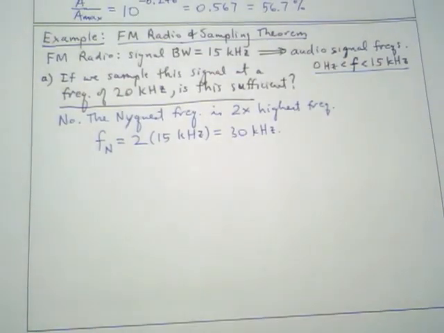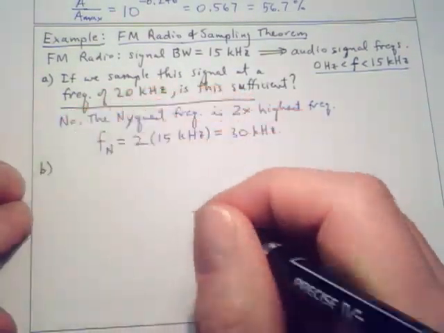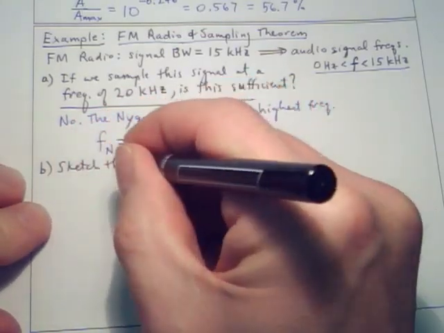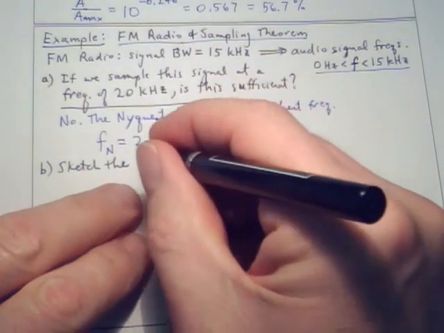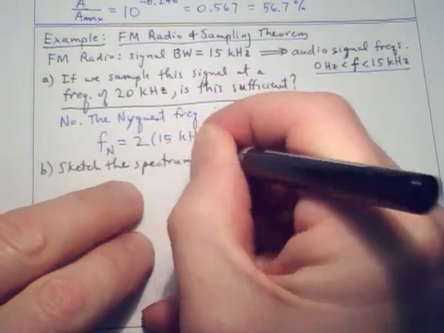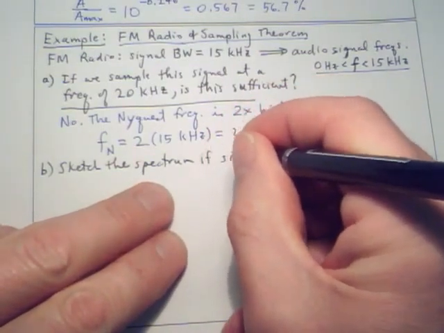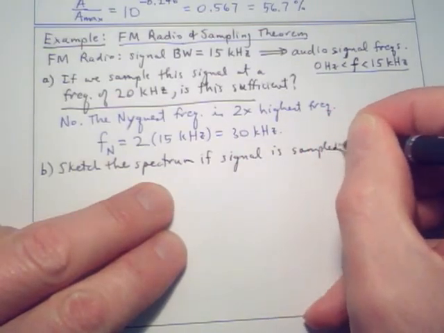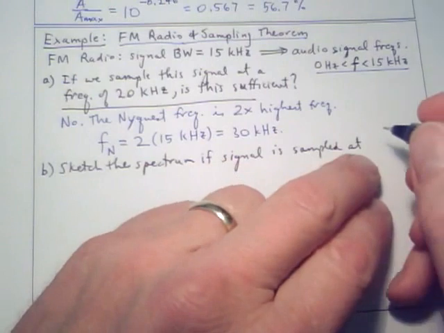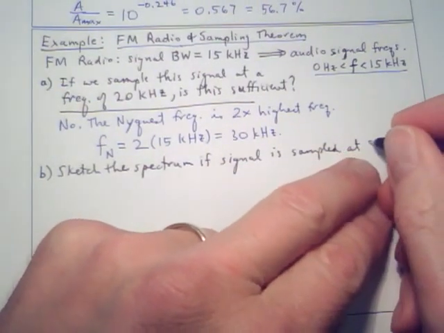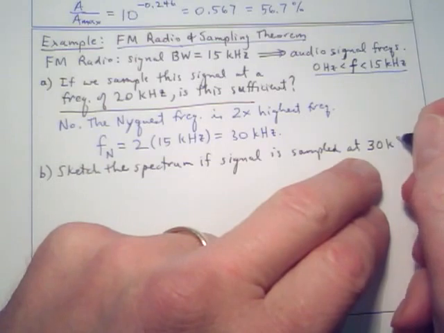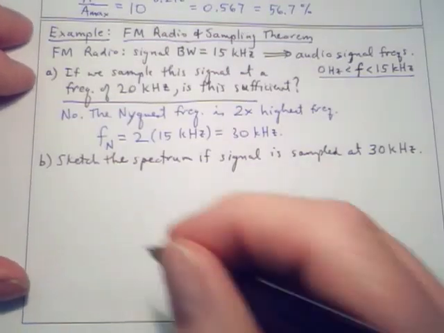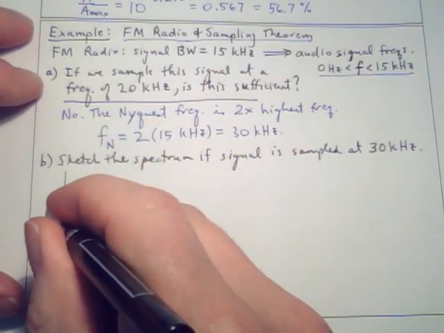Okay, so for part B, I will sketch the spectrum if the signal is sampled at 20. Well, let's sample it correctly at 30 kilohertz first. In this case, I'm going to make a sketch like the ones in the notes.